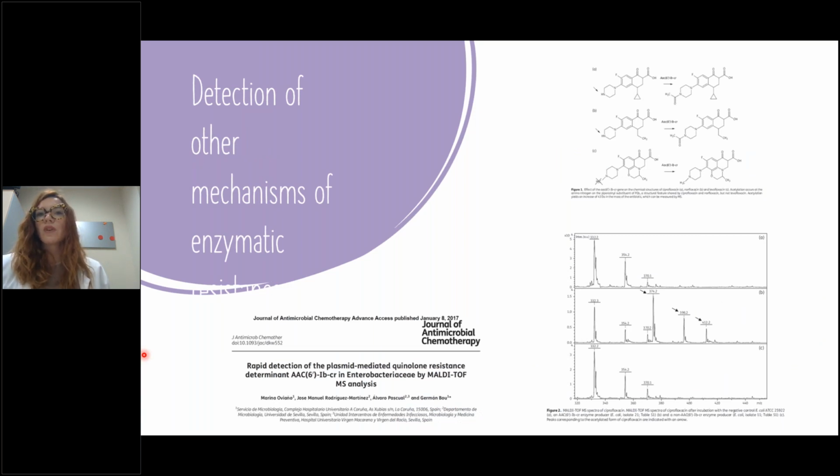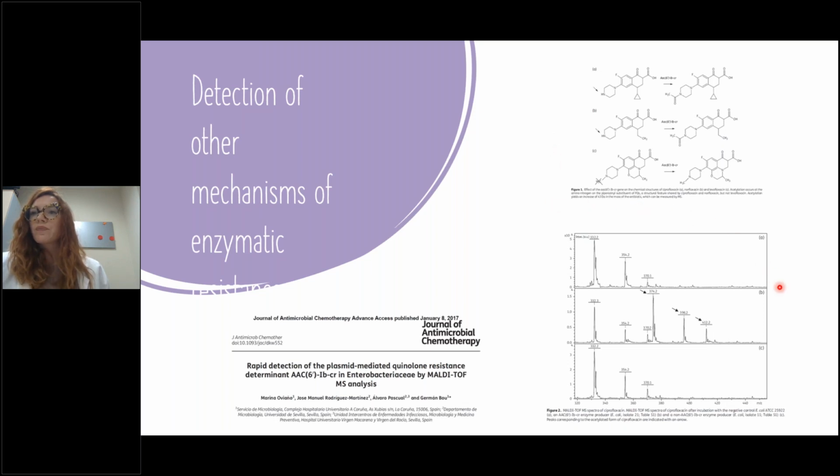We also tried to detect other mechanisms of enzymatic resistance by measuring the structures of the mass peaks of different antibiotics. In this case, we tried to detect the plasmid-mediated quinolone resistance determinant. For that, we used 3 antibiotics: ciprofloxacin, norfloxacin, and levofloxacin. You have the structures in A, B, and C. So A is ciprofloxacin, B norfloxacin, and C levofloxacin.